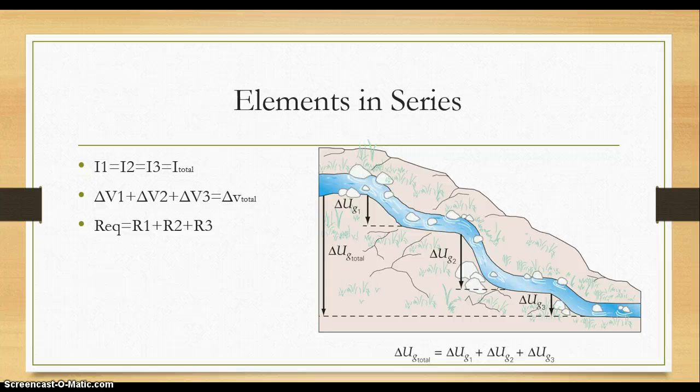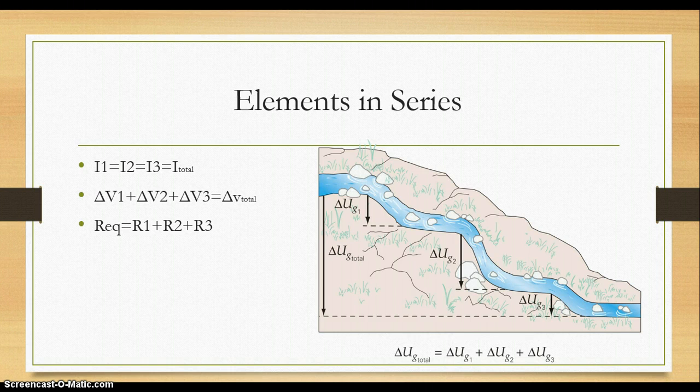This is represented by the equation I1 equals I2 equals I3, which equals I total. In addition, the voltage total, or the electrical potential difference, is the sum of the different voltages at different points. That is represented by the change in V1 plus the change in V2 plus the change in V3 equals the change in V total. Resistance is also equal to the sum of the different parts, as represented by the equation Req equals R1 plus R2 plus R3.